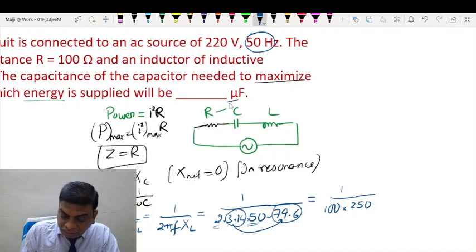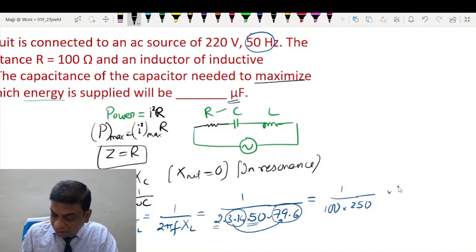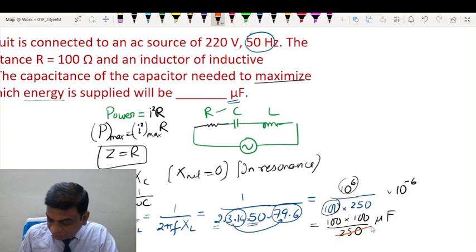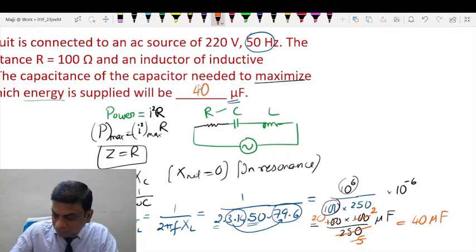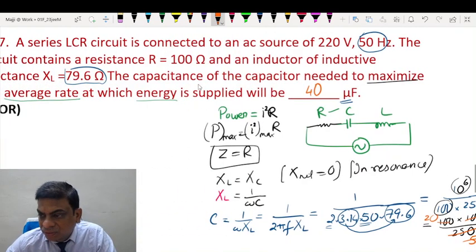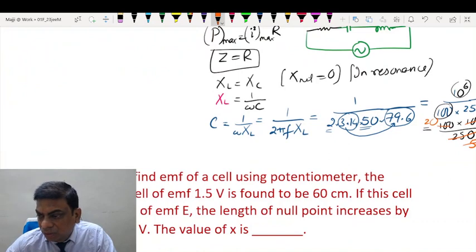Now we have to express the answer in microfarad. So micro is 10 to the power minus 6. So multiply and divide by 10 power 6. So we have here 100 into 100, because 100 will get cancelled here, upon 250 microfarad. 5 twos are 10, then 5 into 20. So finally we have 40 microfarad. So answer is 40. It's simply a matter of calculation, students. Okay. Then moving on to the next question.